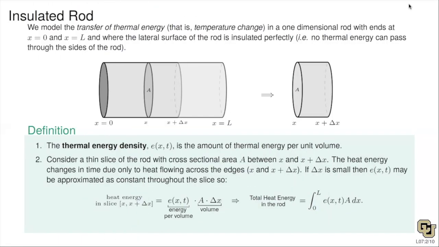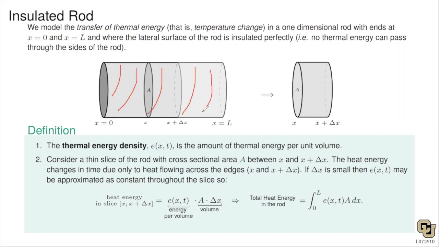So last time we started the derivation for the heat equation, and the general idea is that we want to describe what's going on with the heat energy in a rod of length L. Here, the lateral sides are insulated, so no heat can pass through the sides of the rod.